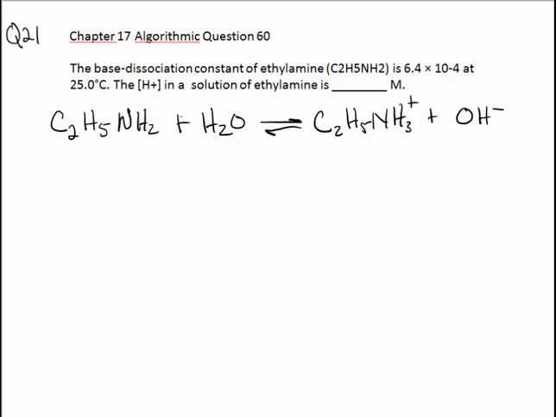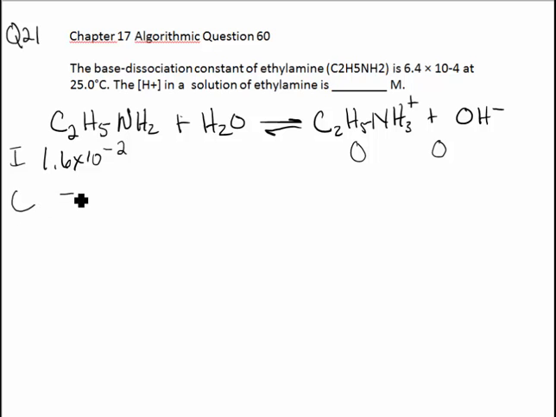So question 21, the base dissociation constant, KB, is 6.4 times 10 to the minus 4th. And the H plus in a solution, oh, I didn't copy out what the original concentration is here. Let me get that. So that concentration for the ethylamine starts at 1.6 times 10 to the minus 2 molar. And so this is an equilibrium calculation, right? So initially, this is what we're starting with, 0 and 0.